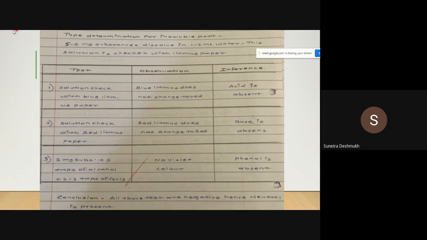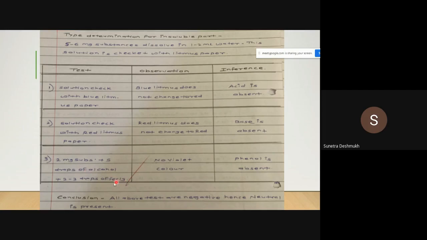Here I have given all the tests for the ether insoluble part, and how to represent them. Dissolve 5 to 6 milligrams of substance in 1 to 10 ml water and check this solution with litmus paper. With blue litmus, if it does not change to red, acid is absent. If blue litmus changes to red, acid is present. With red litmus, if it does not change color, base is absent. If it changes color, base is present. Like that you have to check your results.